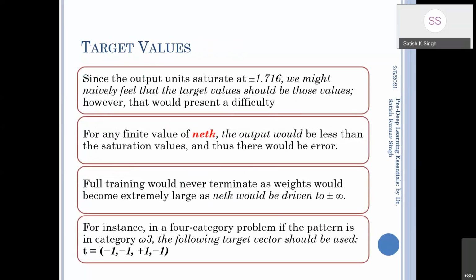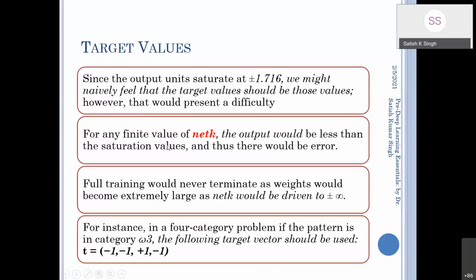There are some appropriate choices for the target value. Target value should be selected very appropriately, otherwise there may be a problem because net value may differ. Since the output unit, in case of the sigmoid, saturates at plus minus 1.716, we might naively feel that the target values should be those values. However, that would present a difficulty.